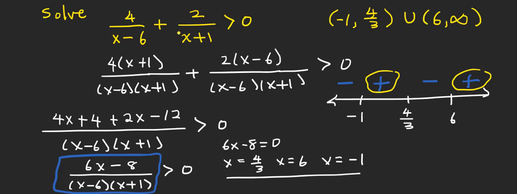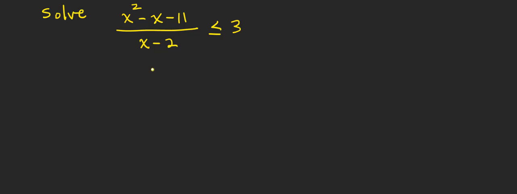Now, be careful here. The denominator becomes 0, so this is undefined when x equals 6 and x equals negative 1. Fortunately, we did not include 6 or negative 1, so this is okay. So be aware of where this is undefined. Now let's take a look at another example.